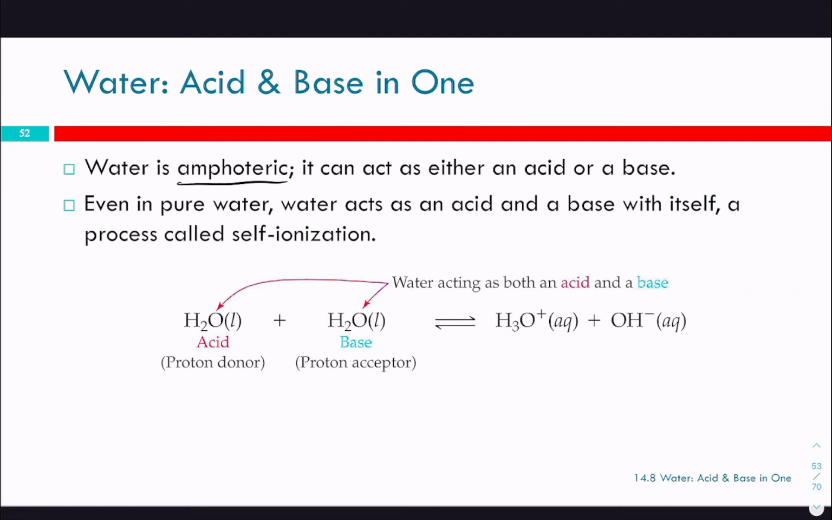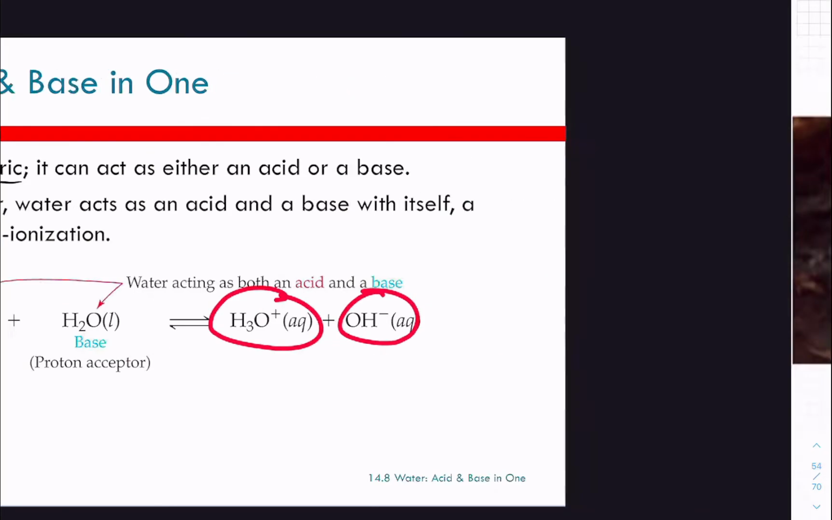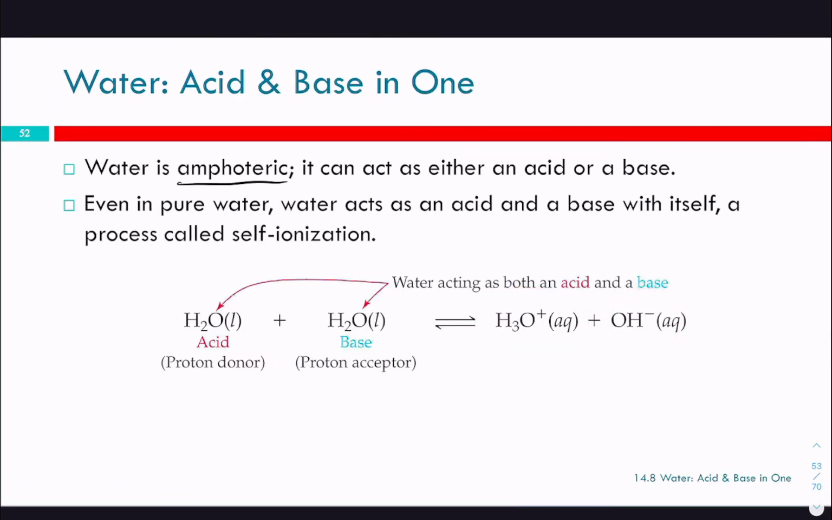In pure water, water will react with itself in a process called self-ionization. One of these water molecules will act as an acid, the other acts as a base, and you end up with H3O plus and OH minus, even if they are in really tiny quantities. But there's always some H3O plus and always some OH minus in water.